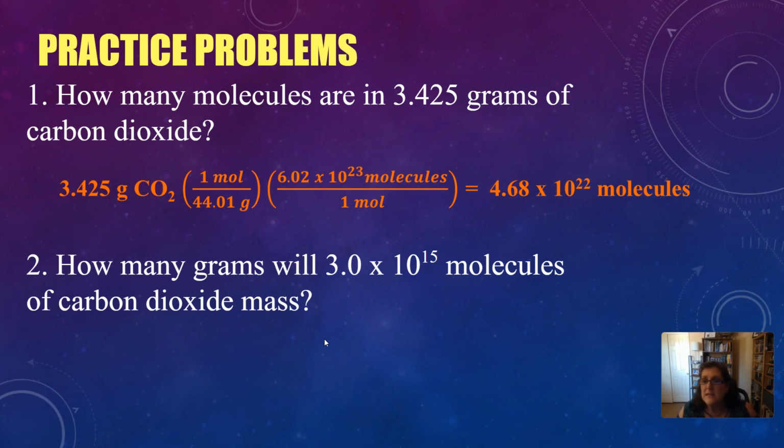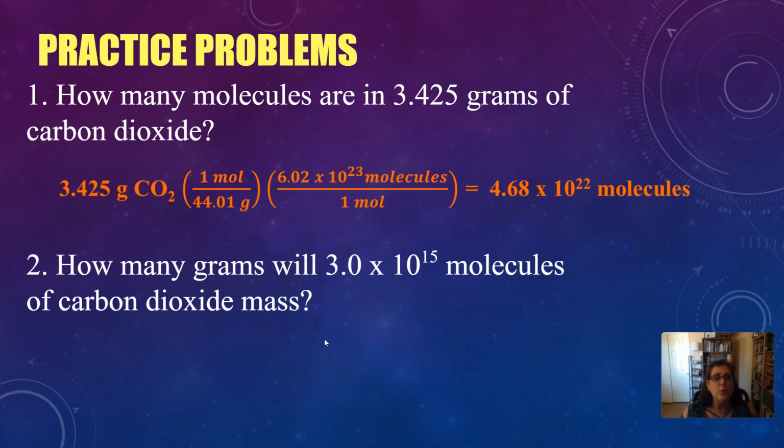Again, you need to punch this into your calculator correctly. Do not hit times 10. Don't do it. Use your exponent button correctly, and you will get the answer of 4.68 times 10 to the 22nd molecules of CO2. Hopefully you did that one. Let's try the other one. If you haven't tried it yet, hit pause, come back.